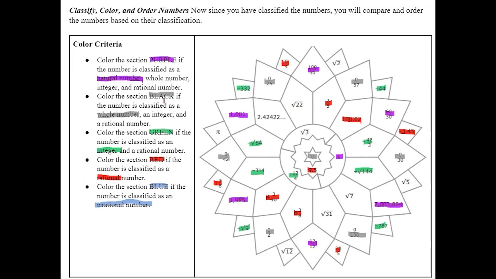Same with this 9.5. And then finally, in blue, we're going to do the irrational numbers. Irrational numbers are infinite, non-repeating decimals. The square roots of all of our prime numbers. The square root of 22 is the same thing as the square root of 2 times the square root of 11. There is no rational reduction of that. And so we end up with this as our final result.